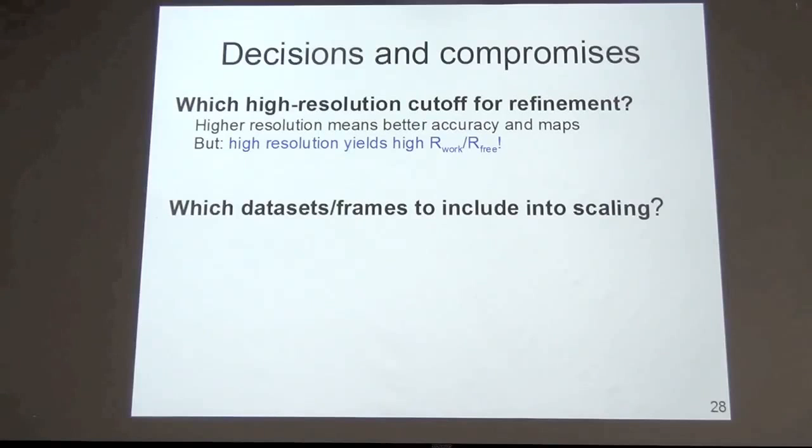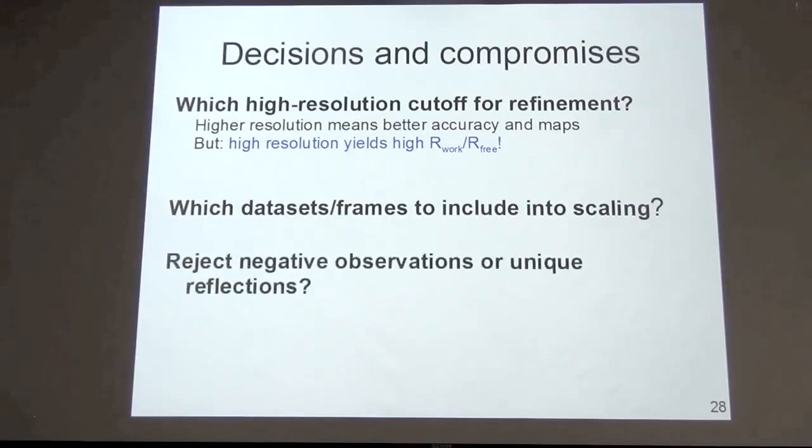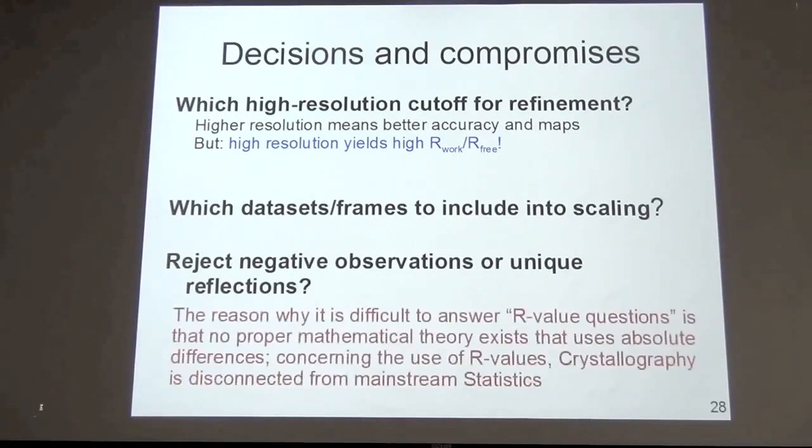things are important. Which data sets or frames should we include in the scaling? Should we reject some observations and so on? So we are always facing these questions, and we have no good ways of coming up with answers unless we understand what the indicators try to tell us.